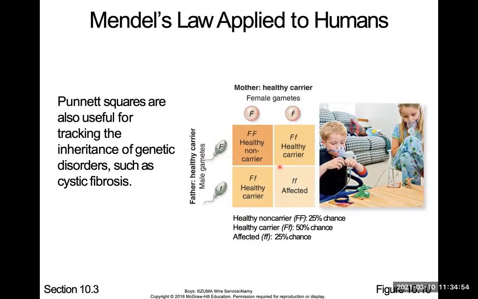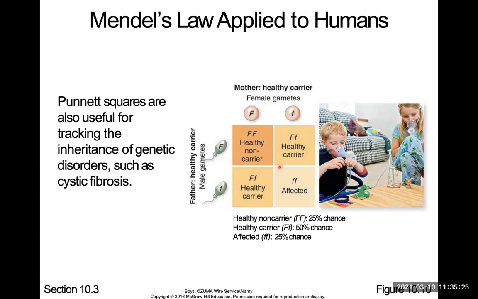Here's one for humans. I think Kunal asked that question today. In humans, we can use a Punnett square to track the inheritance of genetic disorders. This one is showing cystic fibrosis. In this one, the mother is a healthy carrier. That means she's not sick, she's carrying the gene for it. So letter F is maybe the affected gene. The father is a healthy carrier as well. So he's also carrying the gene for it, but he's not sick.